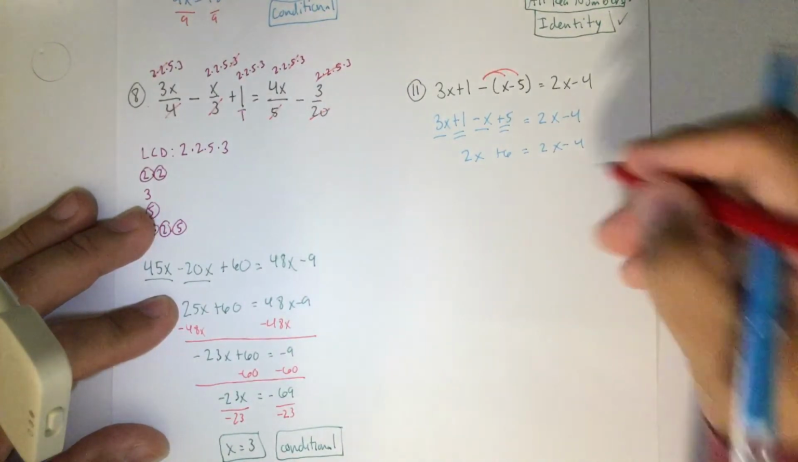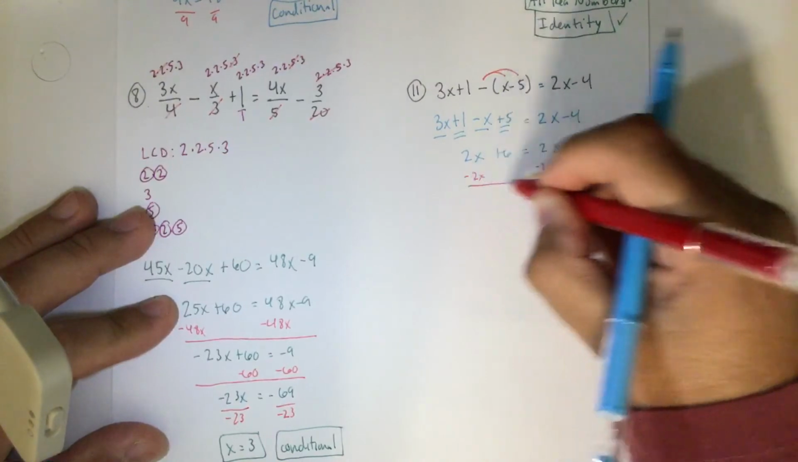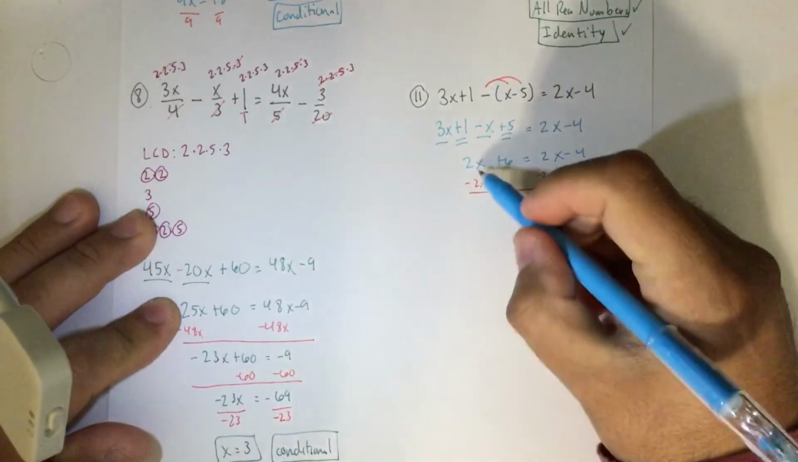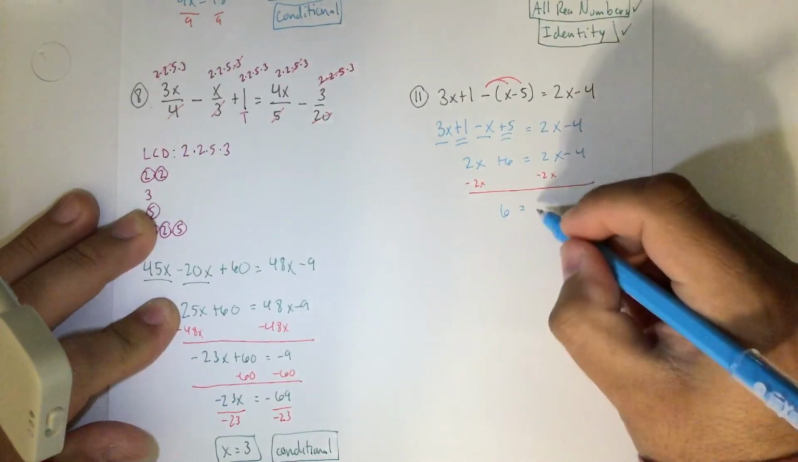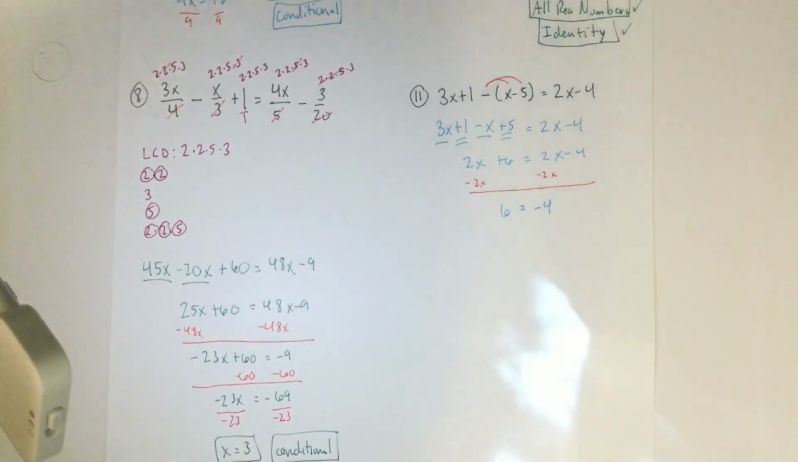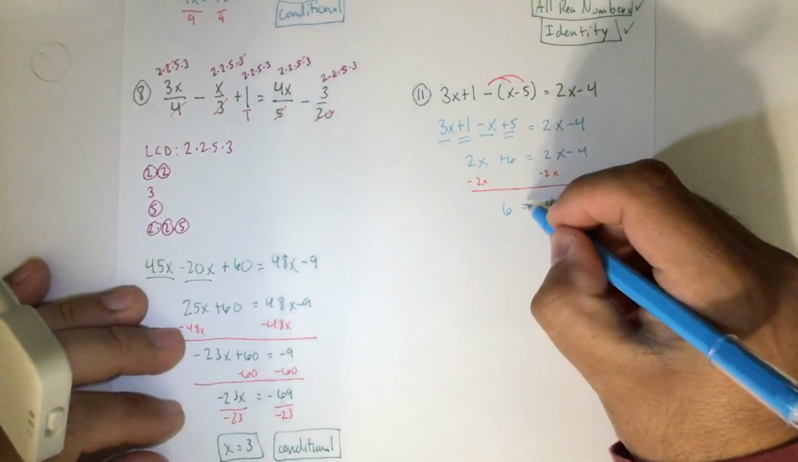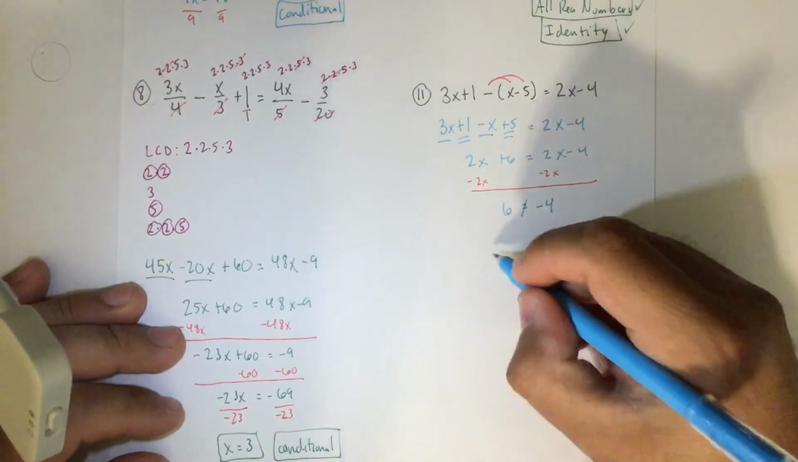Let's go ahead and move my variables to the left here. So let's subtract 2x from both sides. And at this point here, we see that the 2x minus 2x is gone. So we have 6 equals negative 4. And here we have no variables, and we have a statement that is actually false, right? 6 does not equal negative 4. So when that's a not true statement and your variables are gone, that's going to be a no solution.